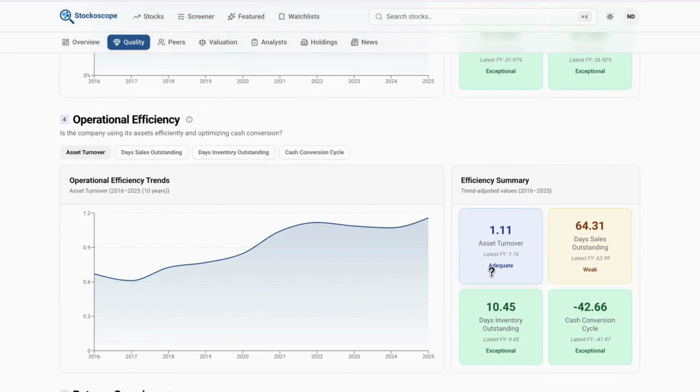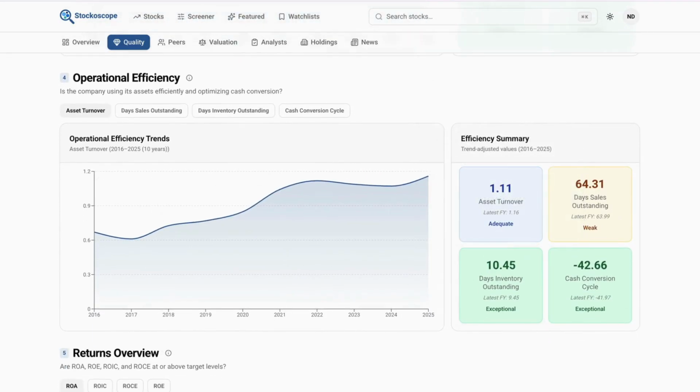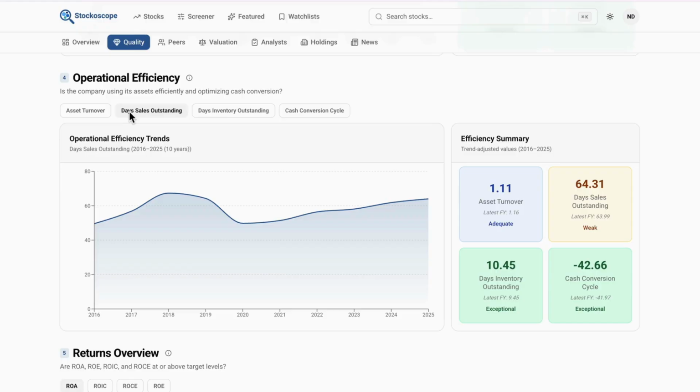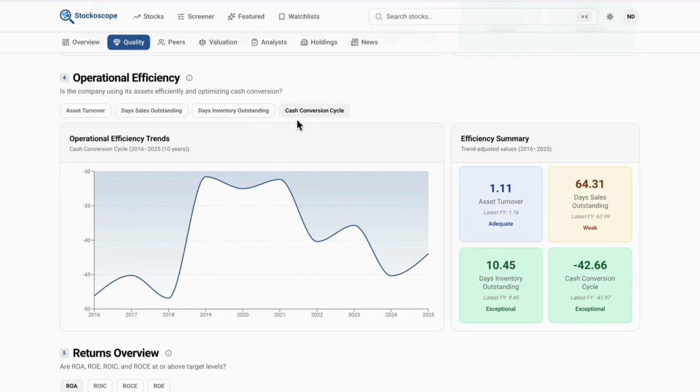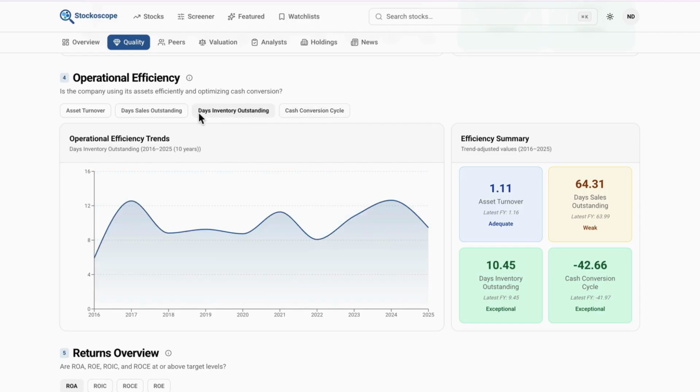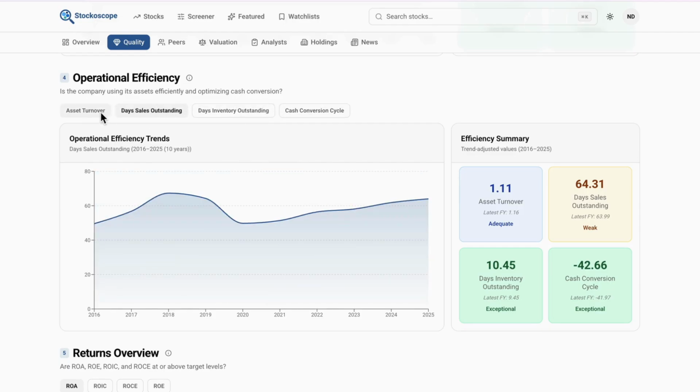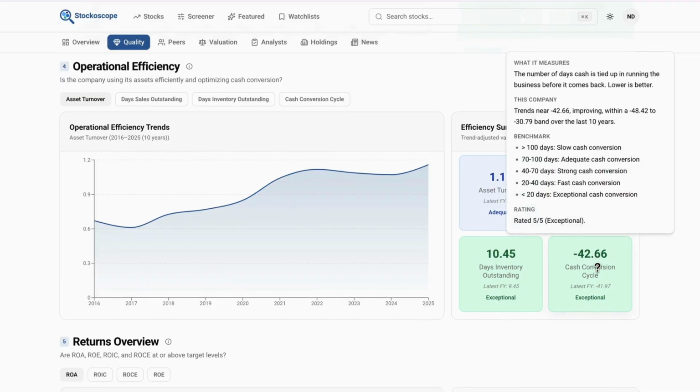Pillar 4 is operational efficiency. This section evaluates how effectively a company uses its assets. We measure asset turnover, days sales outstanding, days inventory outstanding, and the cash conversion cycle. Lower cycle days and higher turnover suggest efficient operations and strong working capital management.